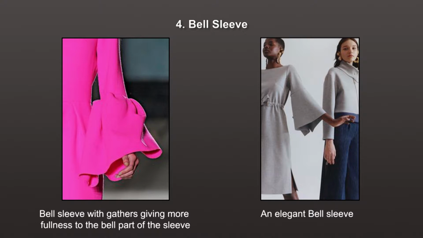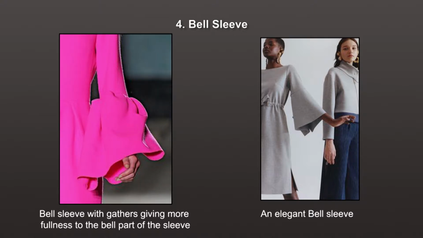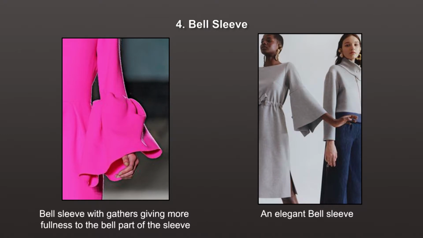The image that we see here is that of a bell sleeve of an outfit from Roxanda. Here the bell sleeve has been made with gathers, thus giving much more fullness to the bell part of the sleeve. On the right is the picture of an outfit from Osman Resort 2018 collection. It shows an outfit with an elegant bell sleeve.